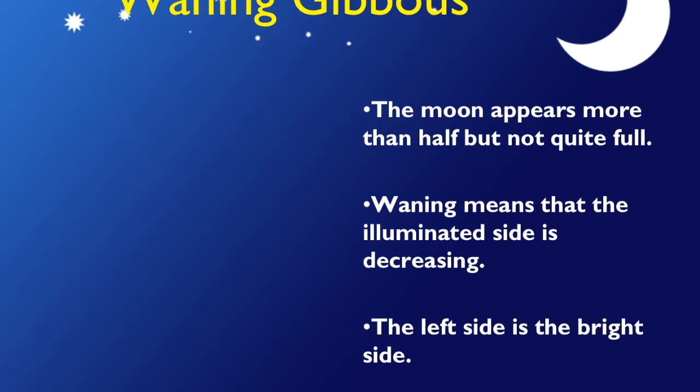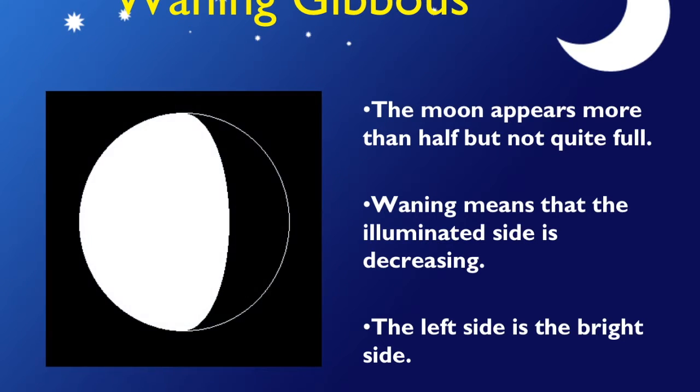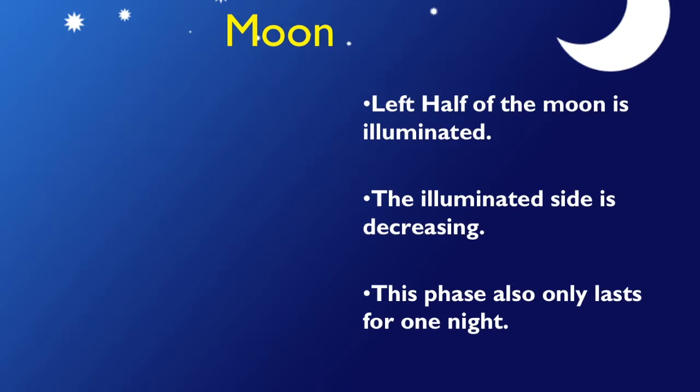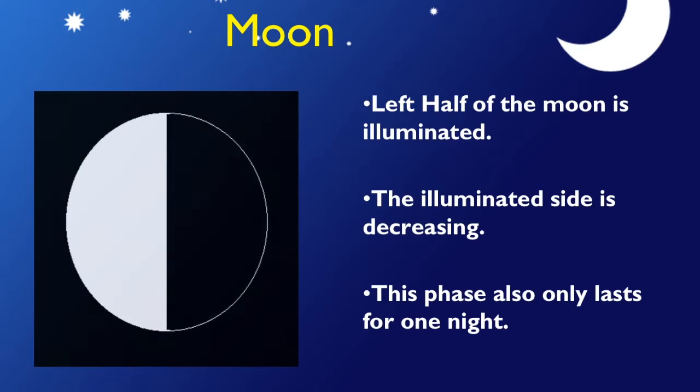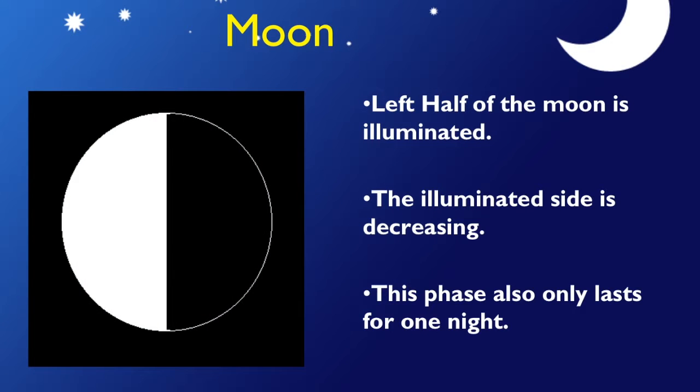Waning gibbous. The moon appears more than half but not quite full. Waning means that the illuminated side is decreasing. The left side of the moon is the bright side. Half moon. This one is called half moon like the earlier phase, or it is referred to as the last quarter. Left half of the moon is illuminated. The illuminated side is decreasing, and this phase also only lasts for one night.